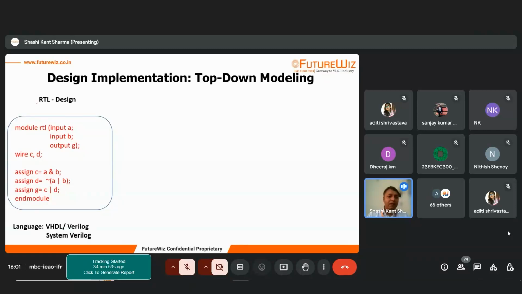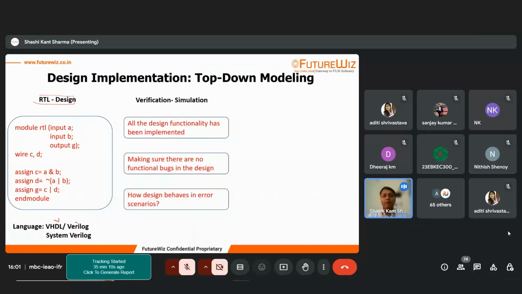At this juncture, VHDL, Verilog, and SystemVerilog are used for development of these RTL codes. Once we have a good design in soft form, we verify our design. That is what we call verification or simulation. That ensures that all functionalities have been implemented in the design or not. There are no bugs, meaning ultimately my objective is to get a bug free design.